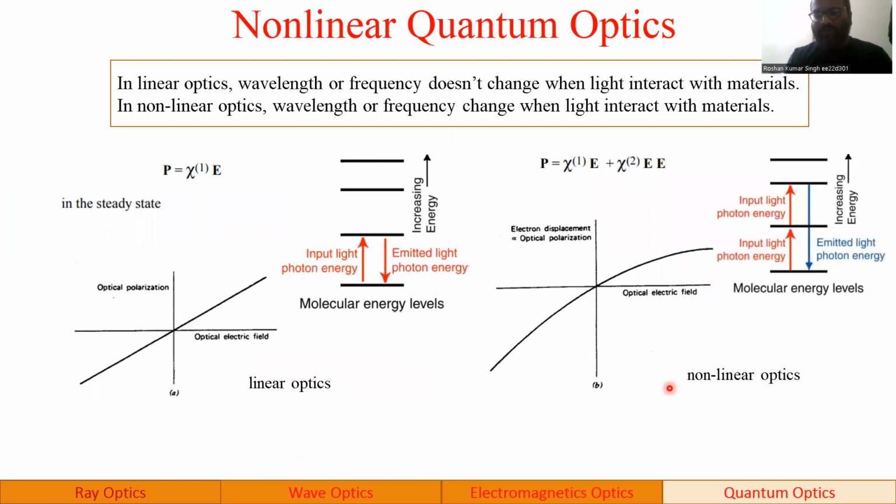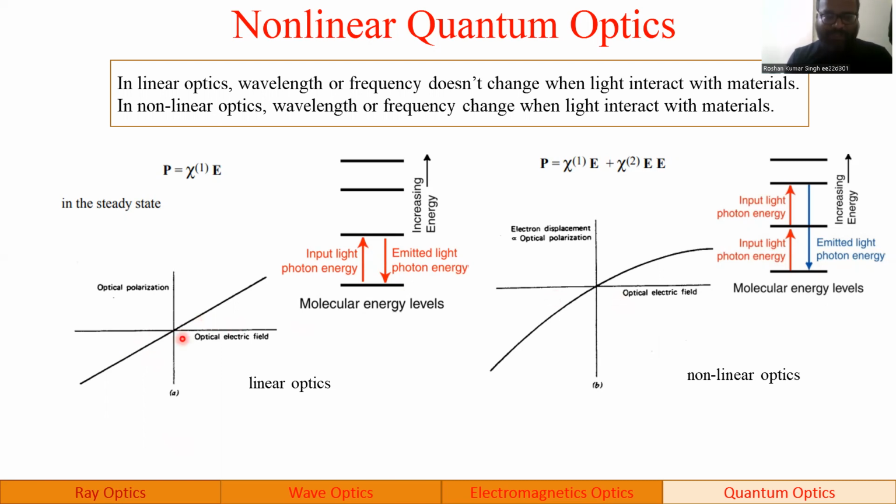The last one is non-linear quantum optics. In linear optics, when light passes through any material and the wavelength or frequency is unchanged, it is linear. But when the intensity or wavelength changes, then it is non-linear optics. Non-linear optics deals with high intensity light, while linear optics deals with low intensity light. We see the difference between linear and non-linear.